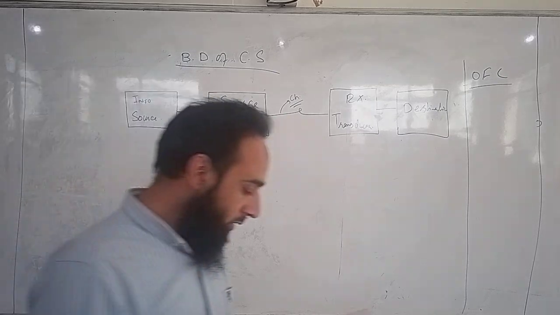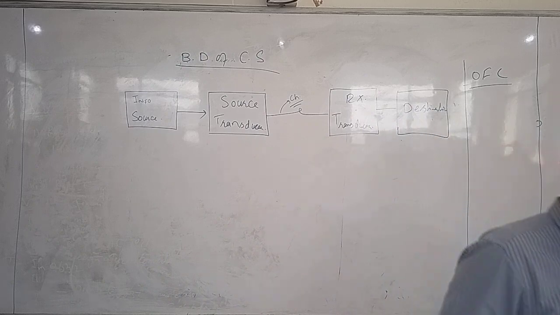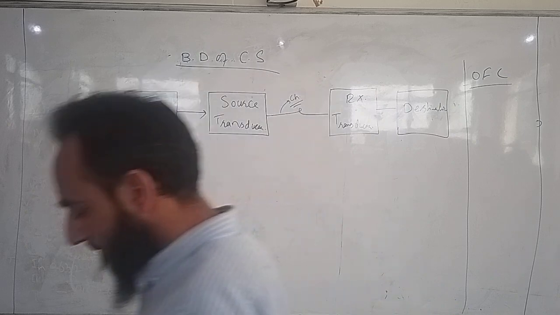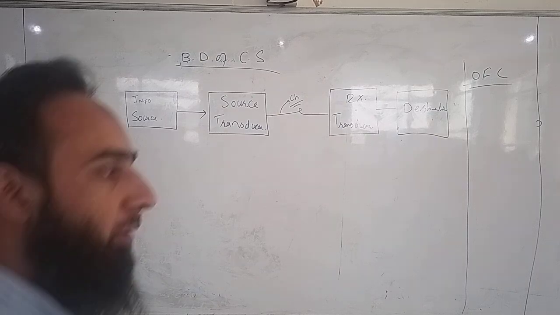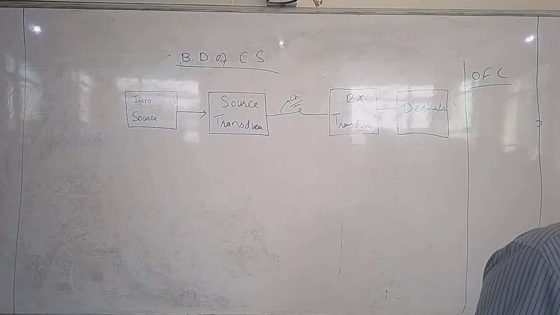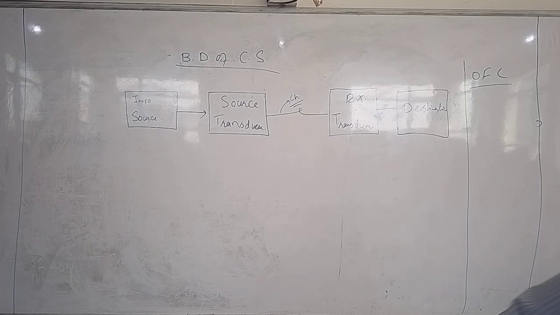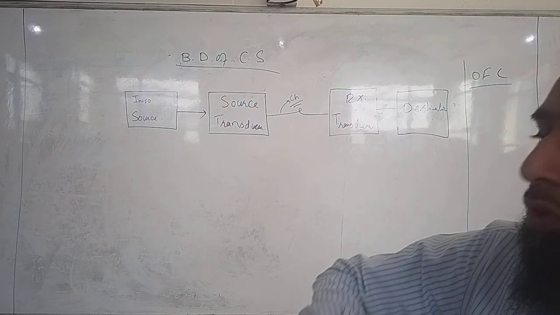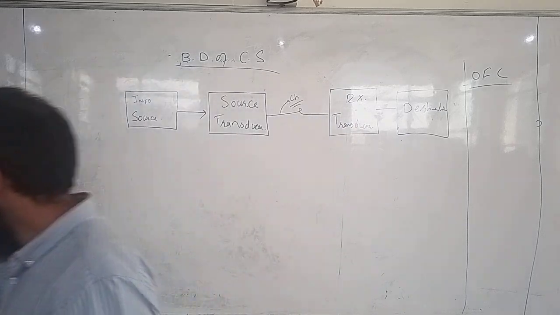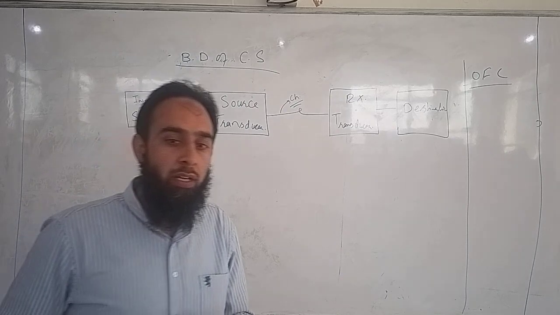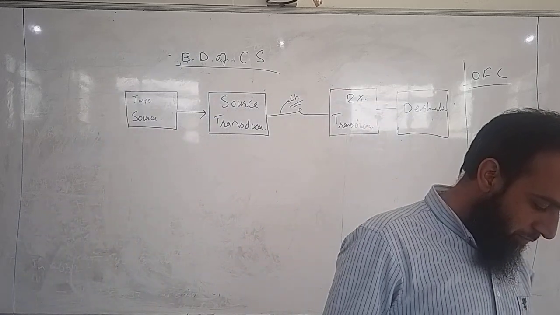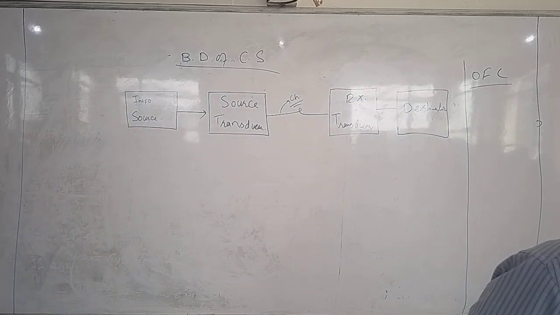Okay. So, next point is source. What did I write? Information source. So, information source is the primary point, yeah, can be the primary point where the information is generated and forwarded for further processing.